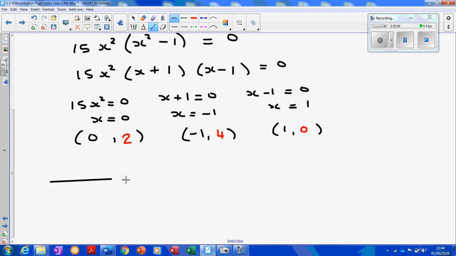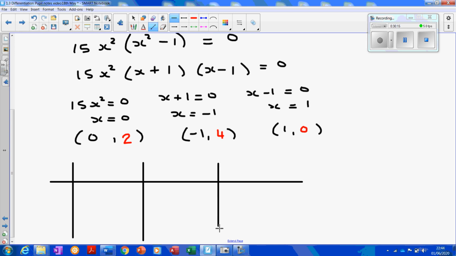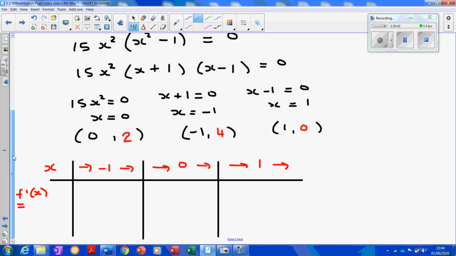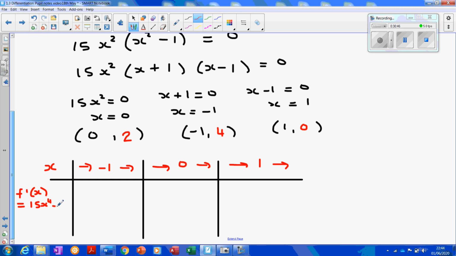Right, so now I want to work out the nature of these stationary points. So draw your table. There is 3 turning points. Split your table into 3 sections. And top section has got to be x. We've got a stationary point, the lowest one is at minus 1, the next one is at 0, and the last one is at 1. I want to know what's happening before it, what's happening after it, before it, after it, before it, and after it. Right, so for this one here, we have f dash x, and it was equal to 15x to the power of 4 minus 15x squared.